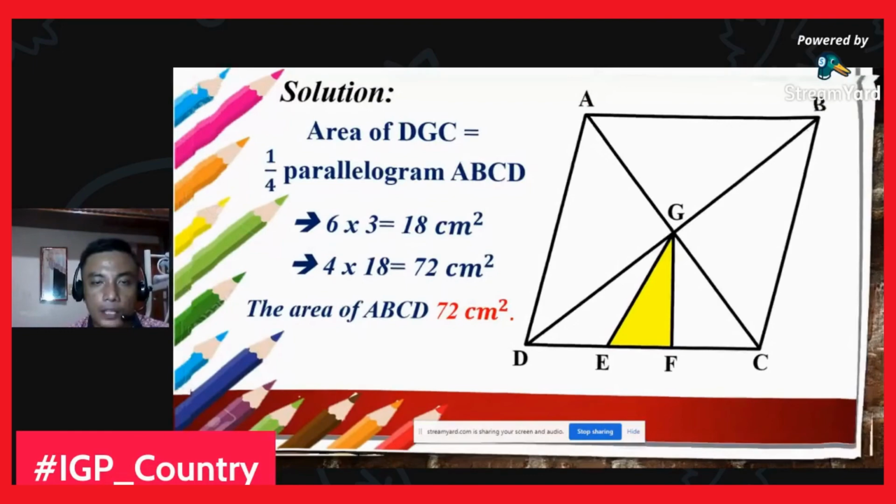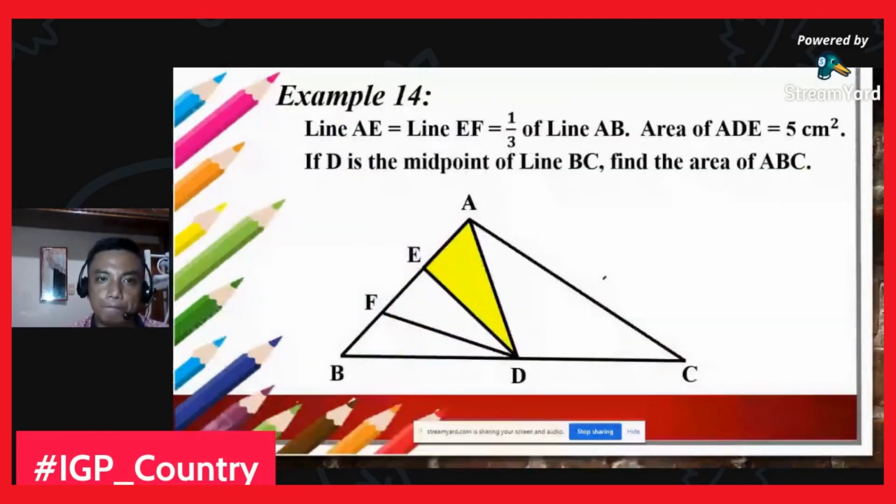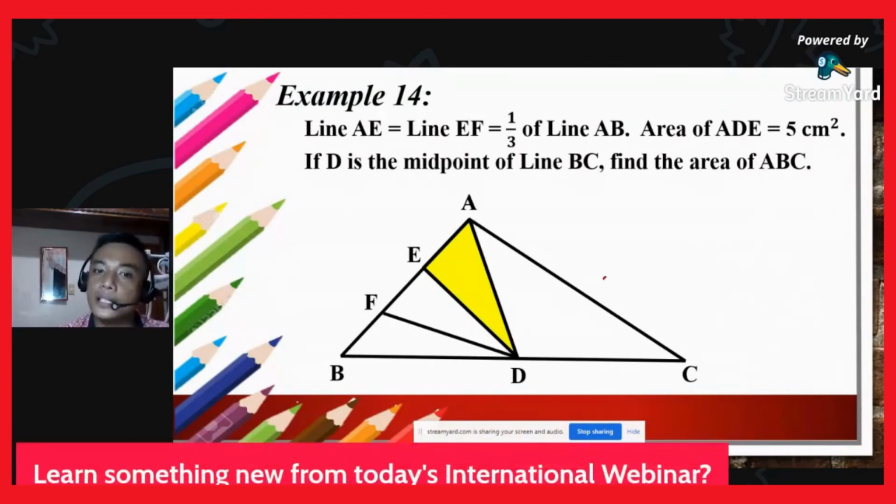Okay, this is the second to the last example. Example number 14. Line AE is equal to line EF, which is 1/3 of line AB. This is just the same as the previous example. Area of ADE is 5 square centimeters. If D is the midpoint of line BC, find the area of ABC.